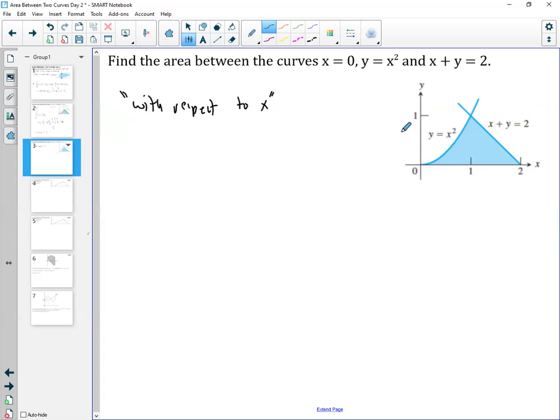That means the functions are functions of x, y equals functions of x. So that would just be like this. You already determined this intersection point was 1, comma 1. So from 0 to 1, I'm going to do the integral of x squared dx. That'll give me this area right here. I'm just going to add on this other area, which is the integral from 1 to 2. If I solve this for y now, I get y by itself is 2 minus x dx.